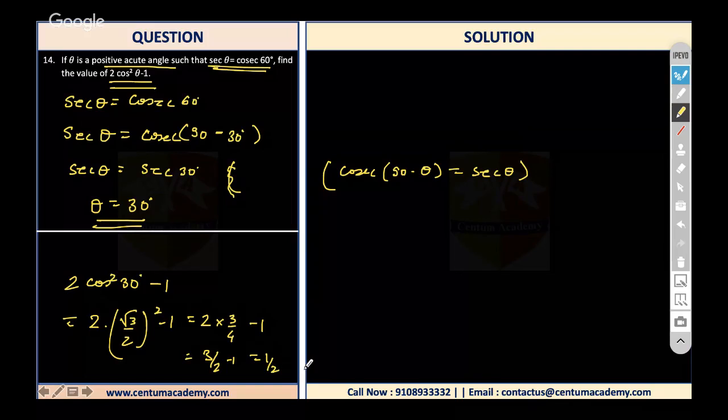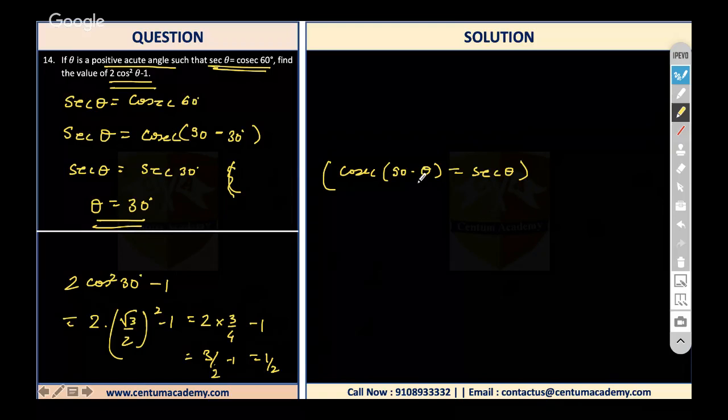Am I right? Oh, wait a minute. No, 3 by 4 it is. Oh no, it was correct. Sorry. 3 by 2, 3 by 2 minus 1. Yeah, so half. Okay, so yes, half is the answer.